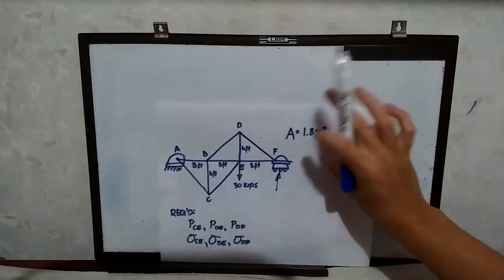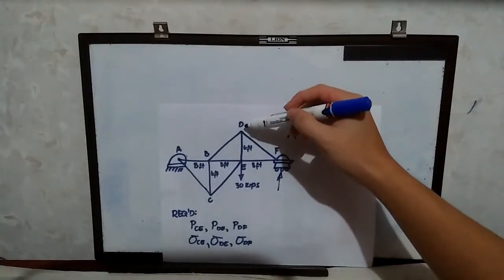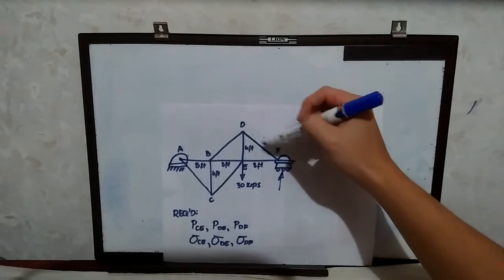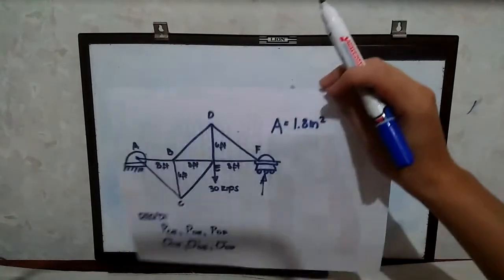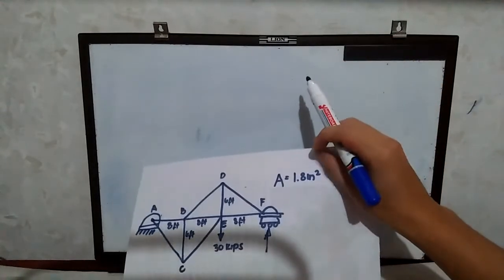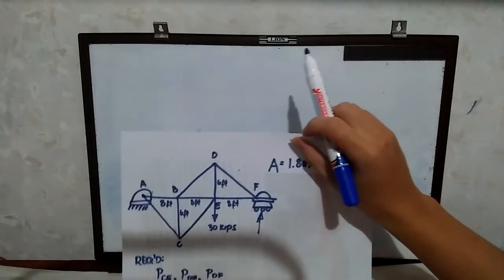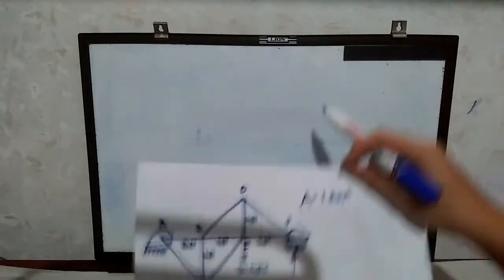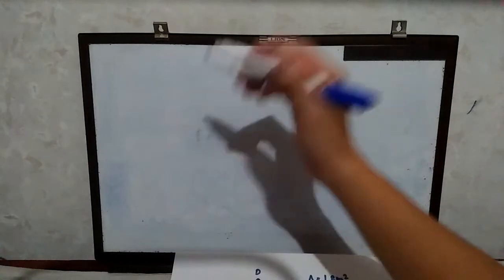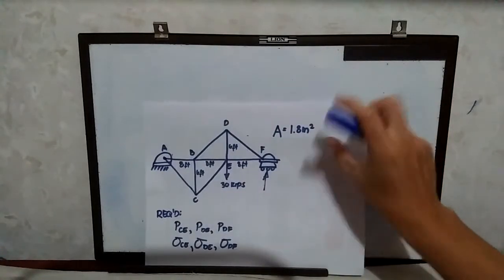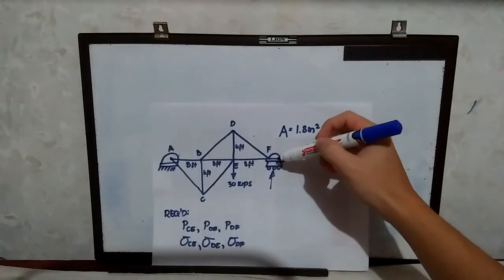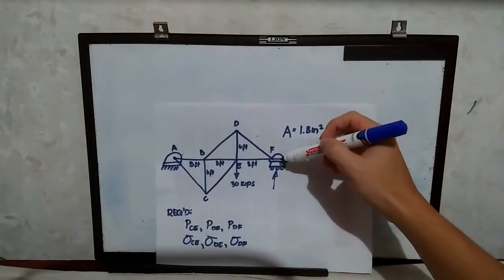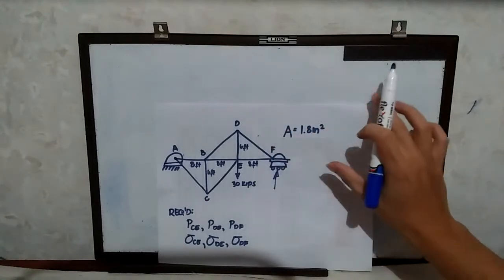Now, let's try to solve first for member DF, because this is the easiest. To solve for member DF, we need to represent it through its corresponding free body diagram, by applying either the method of sections or the method of joints. Let's apply the method of joints here at joint F, because it is connected to the support roller at point F. So let's draw the free body diagram.